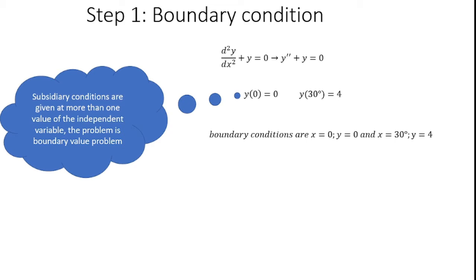Okay, about the boundary conditions, I already told you what x and y mean in that equation. x is the independent variable, y is the dependent variable. So two independent values are available with this problem. What are the two? One is x is equal to 0, another is x is equal to 30 degree. For the two independent values, I have two dependent values also, which are y is equal to 0 and y is equal to 4. So this is the way to identify whether the problem is an initial value problem or a boundary value problem.